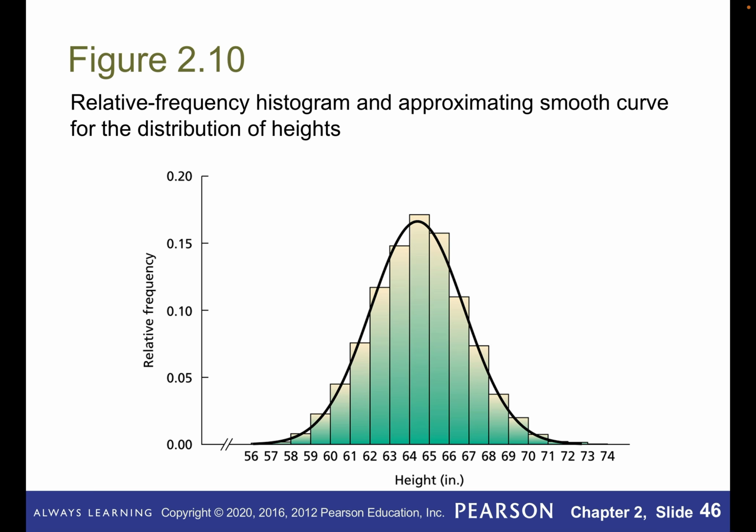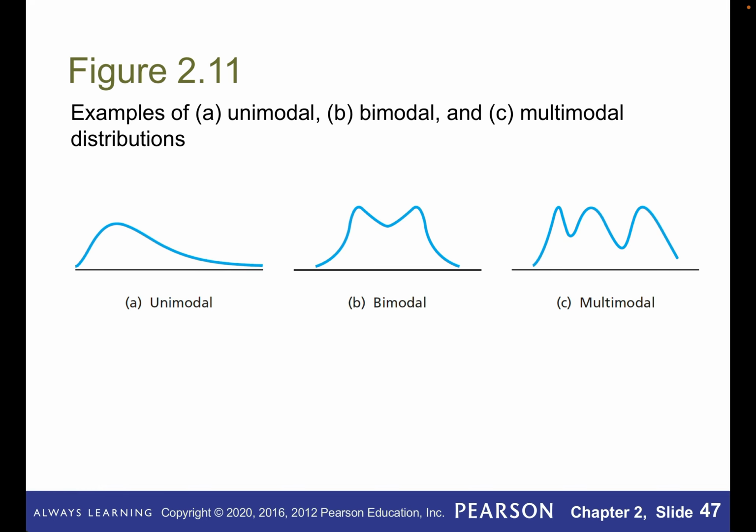So here we have in Figure 2.10 a histogram. We're looking here at the heights of some female college students, I believe. And one thing to notice about this distribution is that it seems to be symmetric about somewhere around 64.5. In Figure 2.11, we see examples of distributions where the mode is different.